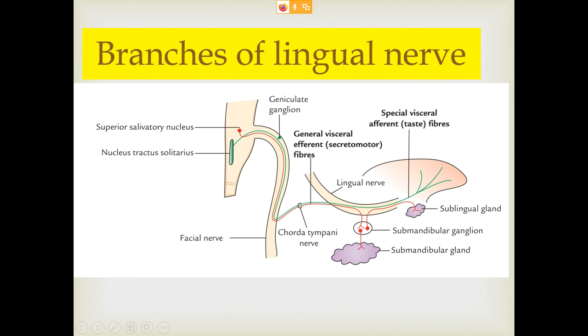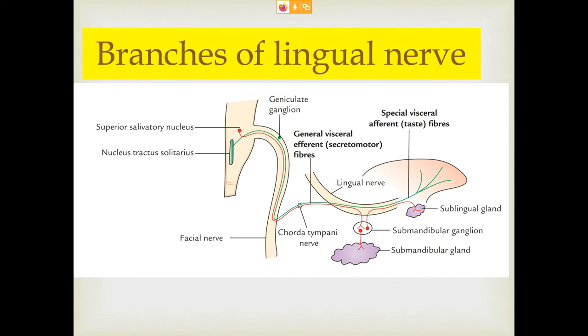The nerve emerges from the lower border of lateral pterygoid and passes downward and forward between the ramus of the mandible and the medial pterygoid muscle, then comes in direct contact with the mandible, medial to the third molar tooth, and intervenes between the origins of superior pharyngeal constrictor and the mylohyoid muscle. The lingual nerve supplies the anterior two-thirds of the tongue.